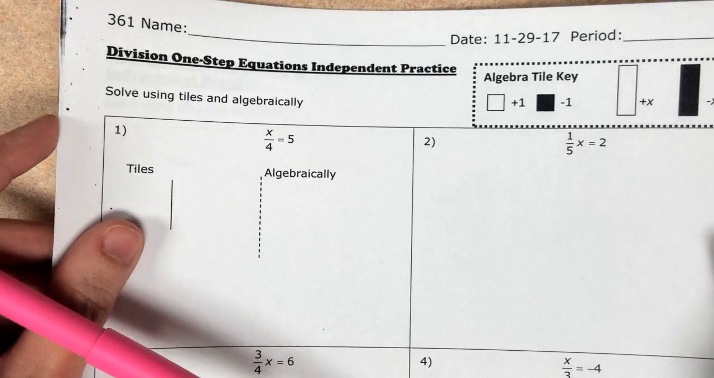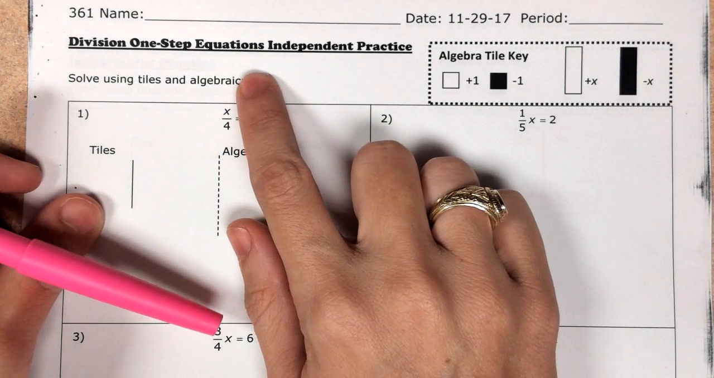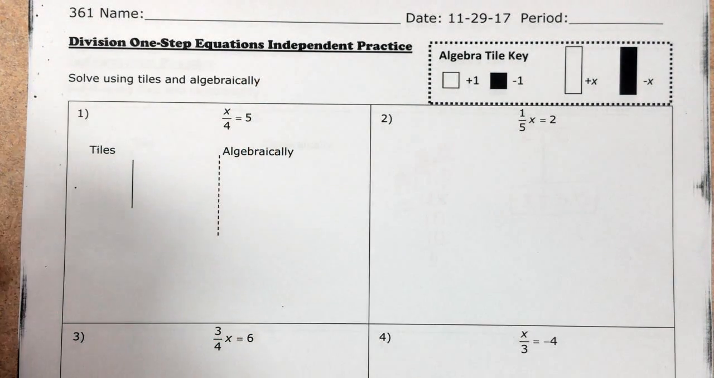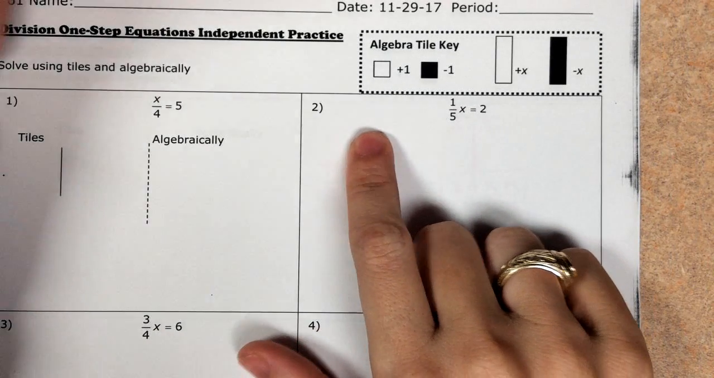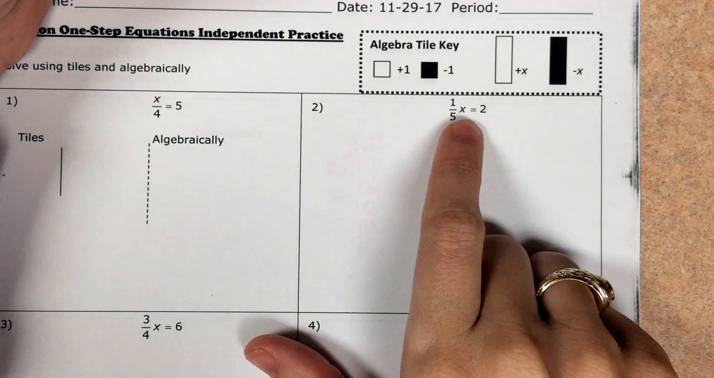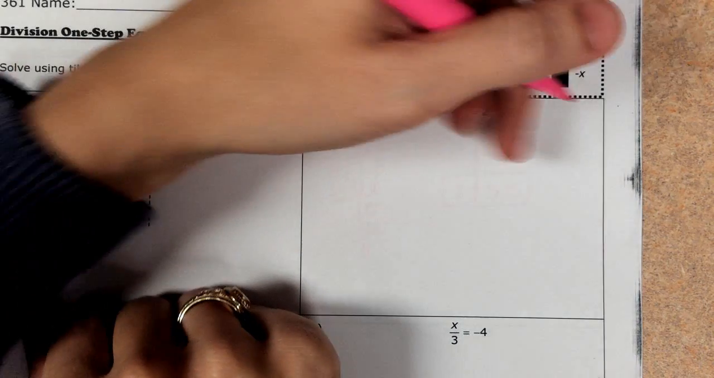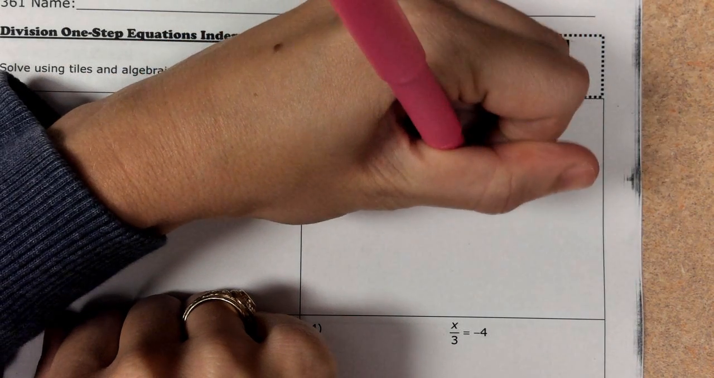Now I'm going to switch pages. I'm going to go to the division one-step equations independent practice, and I'm going to do 2 of these with you as well. I'm going to start over here with number 2. We have 1/5 x equals 2. So I'm going to draw that line through my equal sign.